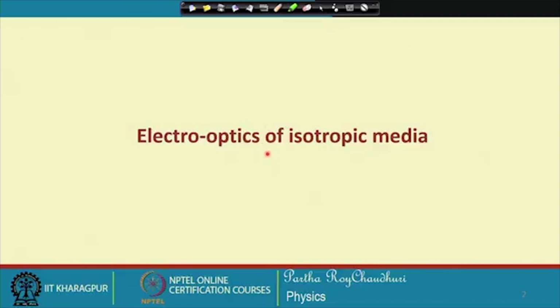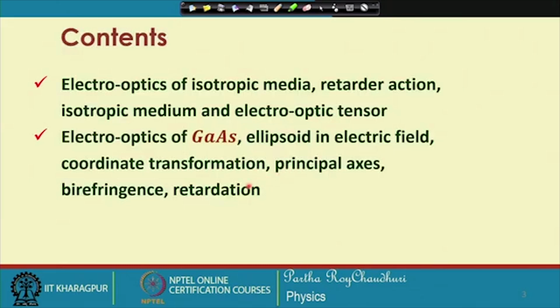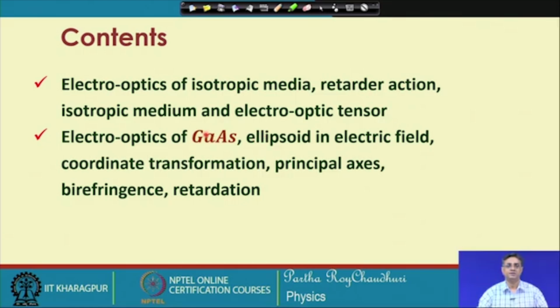So, by now we have seen the electro-optic effect in terms of the electro-optic coefficients, the changes in the permittivity, impermeability tensor, and the refractive indices, and we have categorized the effect in terms of Pockels effect and Kerr effect, which are well known as linear electro-optic effect and quadratic electro-optic effect. Now, we will take examples of the very well known crystals.